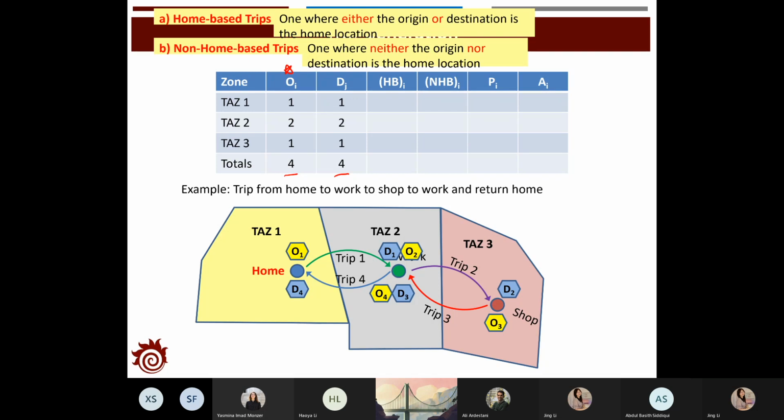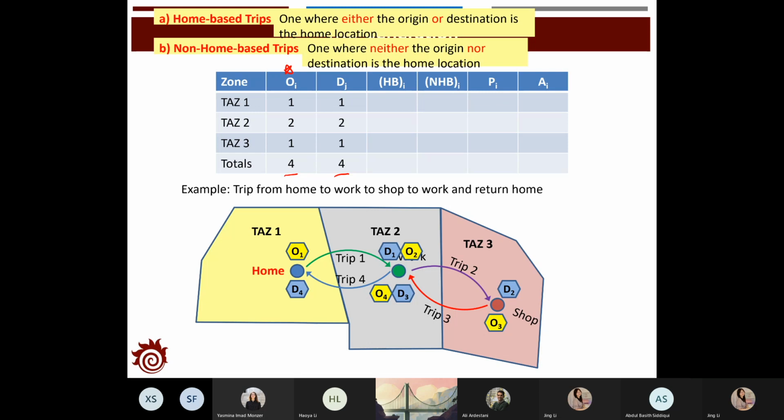And the next thing I would like to leave for the class: do you know how many home-based trips and non-home-based trips are in each zone? Let's start with zone 1. How many home-based trips and non-home-based trips? Does anyone have an idea about it? Can anyone give me these 2 values? Two. Two what values? What type of trips?